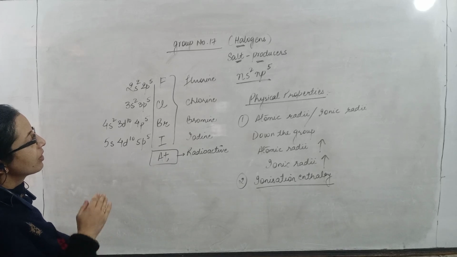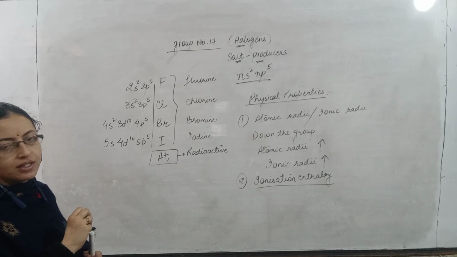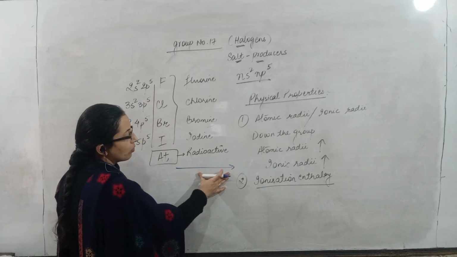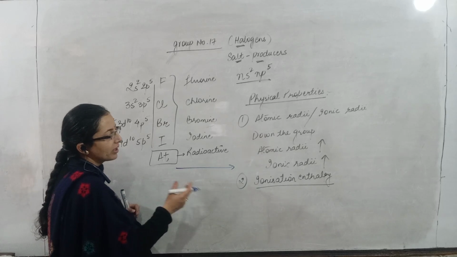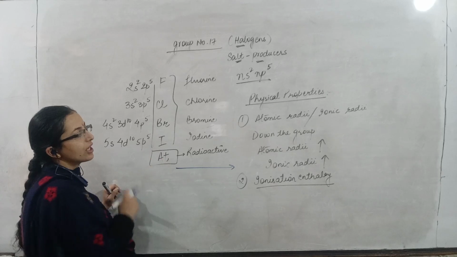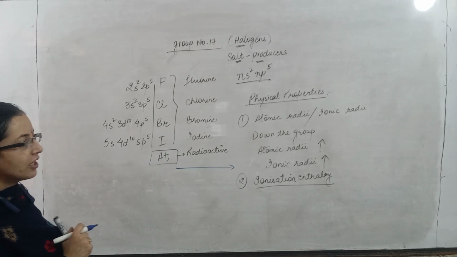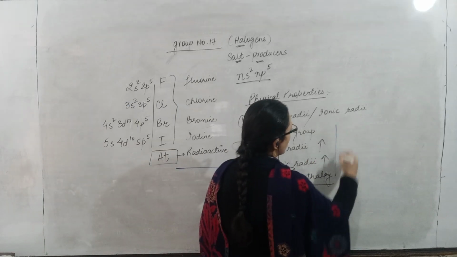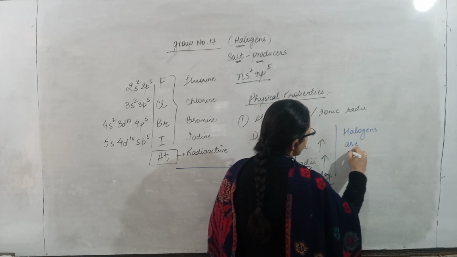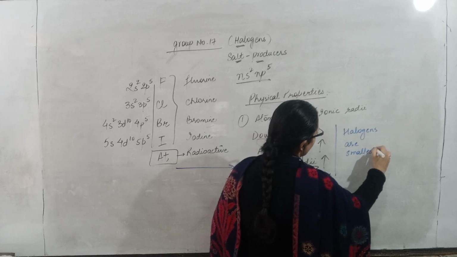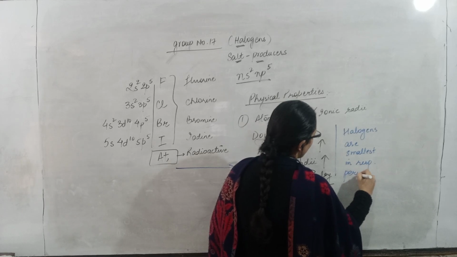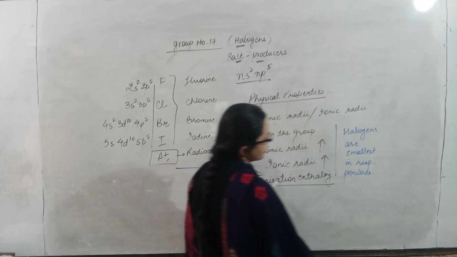See, in the respective period, if you see their sizes, what is happening along the period? The size decreases. Before the noble gases come these halogens; noble gases generally have larger sizes because of the van der Waals radii. So these halogens are the smallest in the respective periods, right? You can remember like this: halogens are the smallest in respective periods, because along the period the radii decreases.